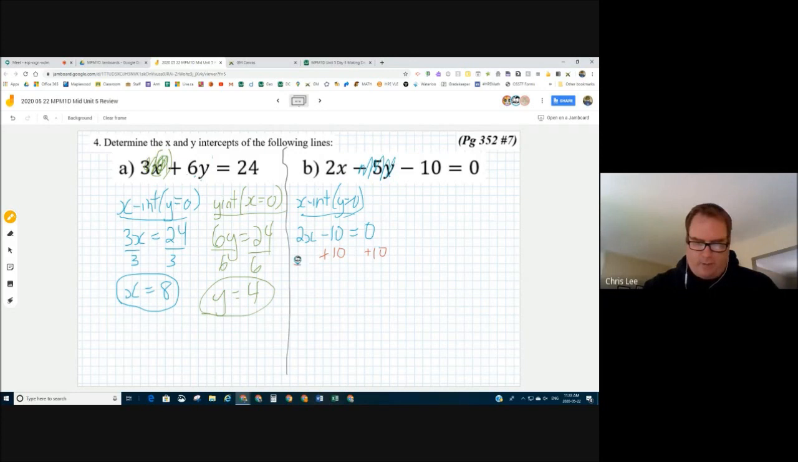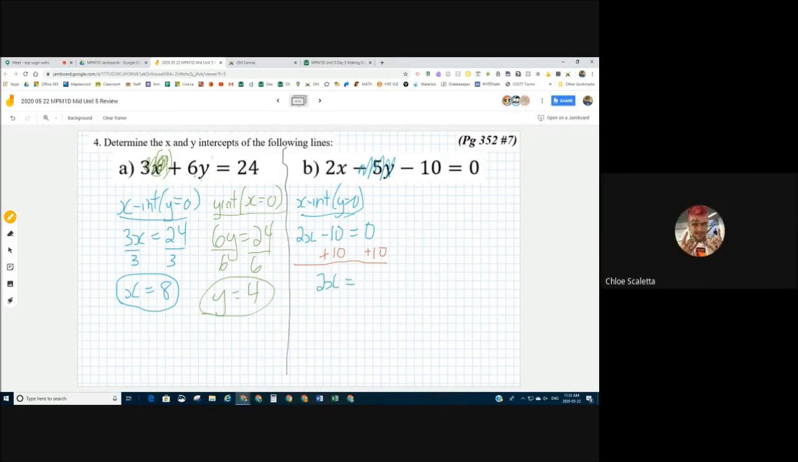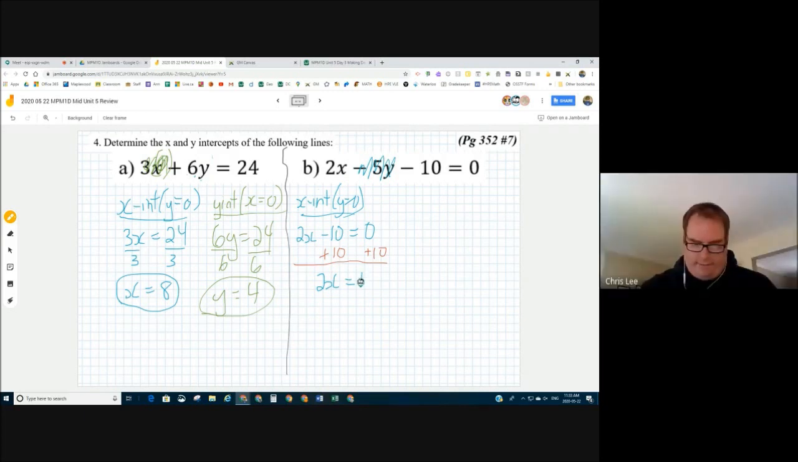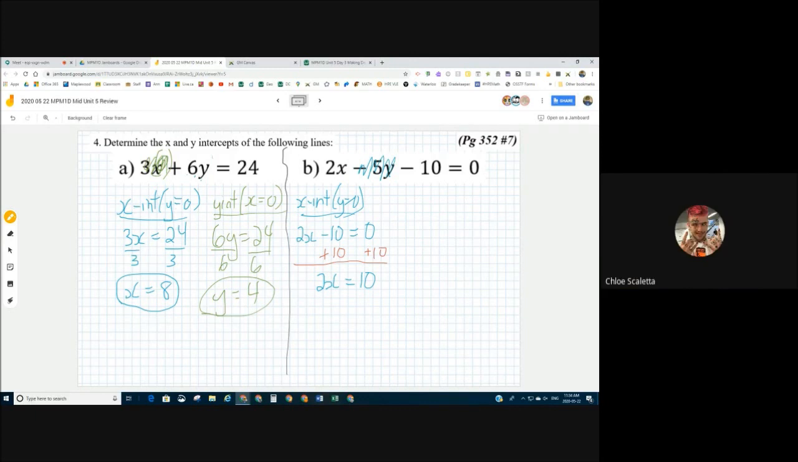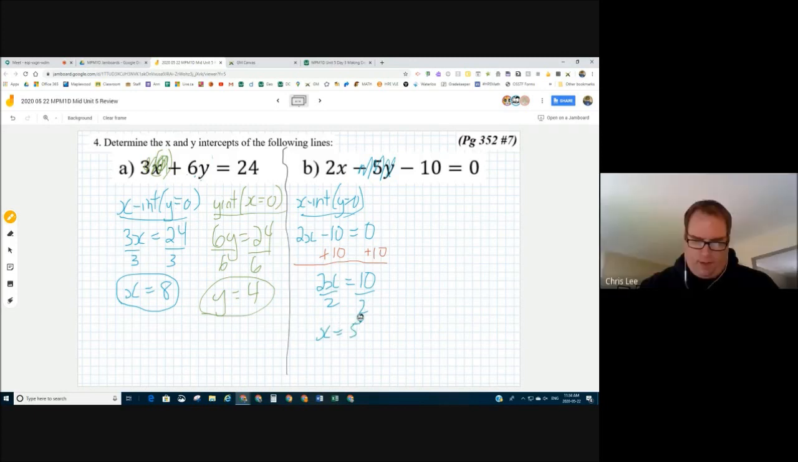So this is how we would have written it in class, if you remember. I would have said plus 10, plus 10. So the 2x equals what? That would be 10 then. Excellent. And then you would divide by 2, and that would equal 5 for the X-intercept. Perfect. Well done. Good job, Chloe.